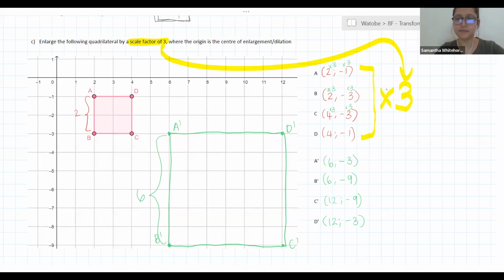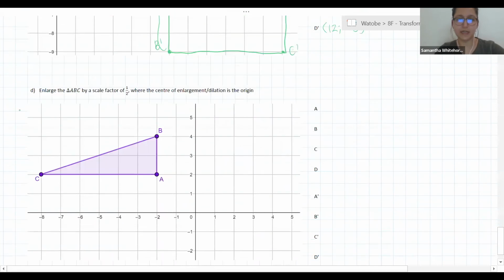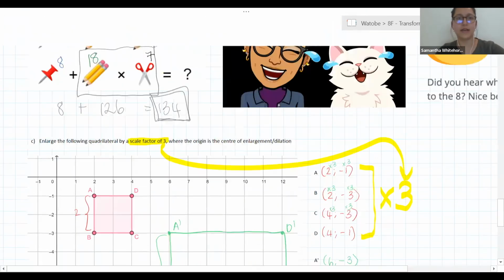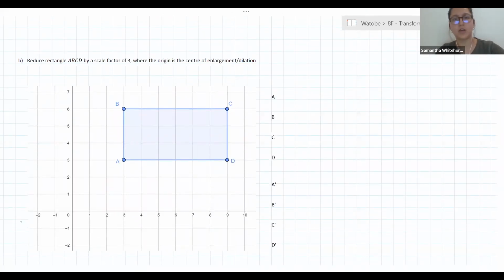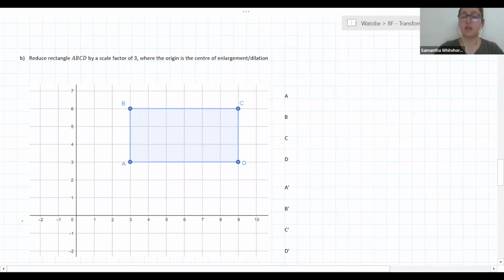Okay, guys. So let us go back to this one over here. So we've got another quadrilateral, A, B, C, D. In this case, it's actually a rectangle. And we have been told to reduce the rectangle now by a scale factor of 3. Again, where the origin is the center of enlargement, but that will always be the case. So we don't need to stress too much about that. We just need to figure out what this is saying.